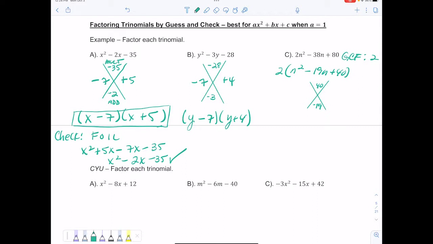So your final answer is just going to be 2 times n squared minus 19n plus 40. You would leave your answer like that. Not every trinomial can be factored further, and this cannot be because you can't find two numbers that multiply to give you 40 that add to give you negative 19.